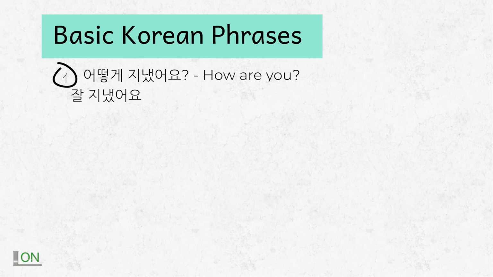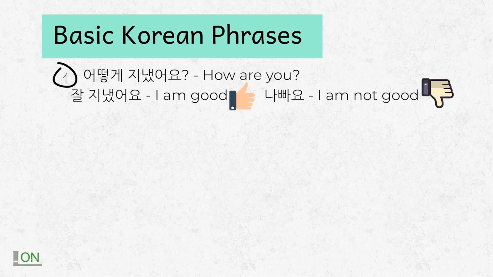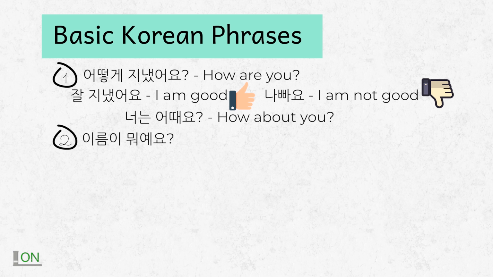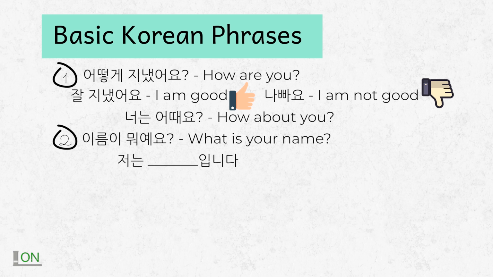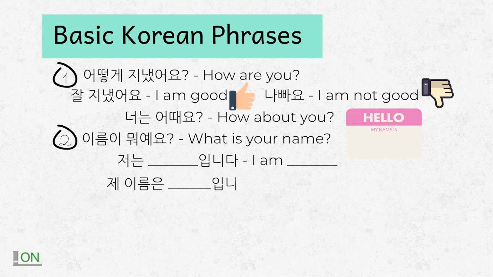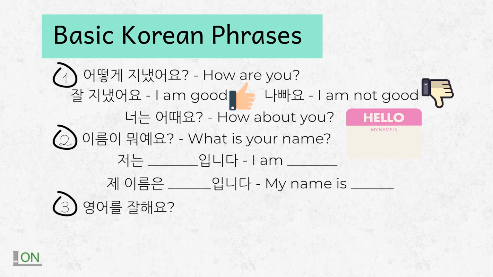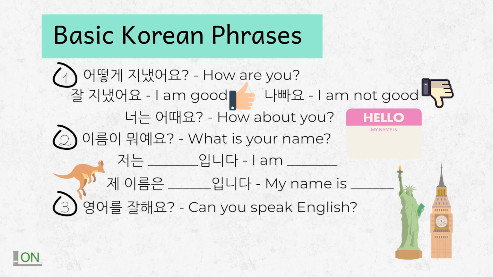잘 지냈어요. I'm good. 나빠요. I'm not good. 너는 어때요? How about you? 이름이 뭐예요? What is your name? 저는 your name 입니다. I am. 제 이름은 your name 입니다. My name is. 영어를 잘해요? Can you speak English? 네, 잘해요. Yes, I can. 아니요, 못해요. No, I can't.